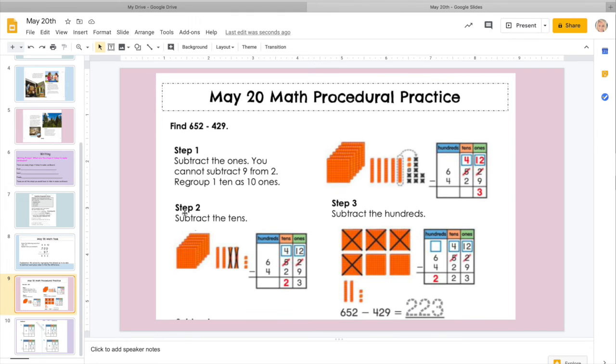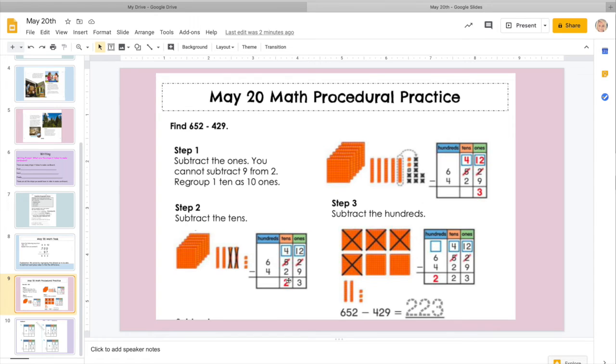So step 2, we are going to subtract the 10s. Moving over to the 10s column, no longer, that's why we crossed the 5 out. Remember, we borrowed, that became a 4. So we're no longer going to use the 5. Take the 4, we're taking 2 away. If you have 4 of something, you take 2 away, you are left with 2. So that is step 2.